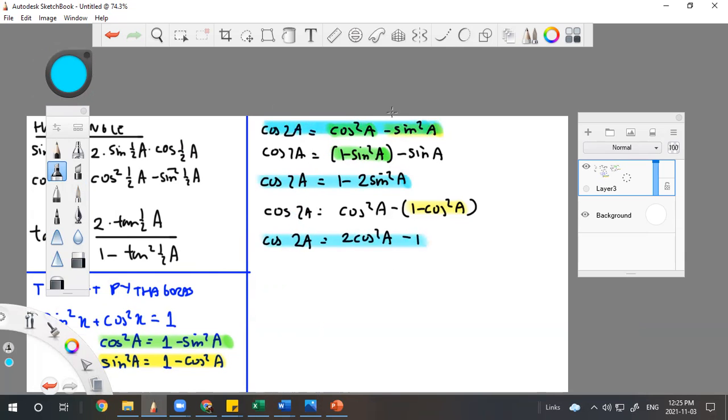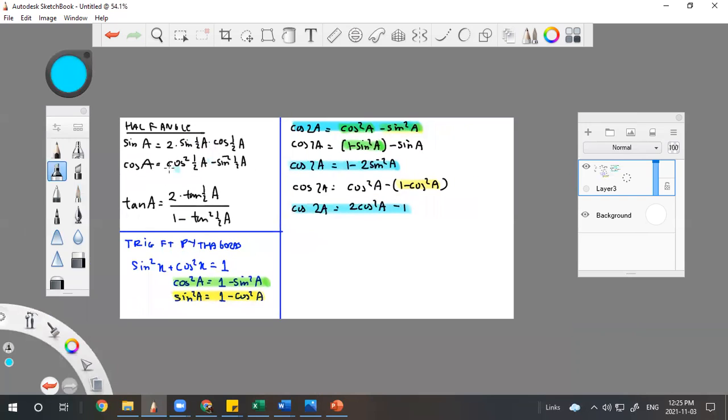So another idea, right? And also it's applied in the half angle formula. Okay, give me a moment. I will print screen this.